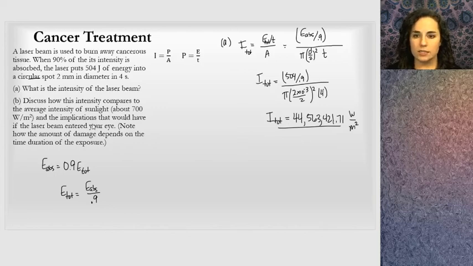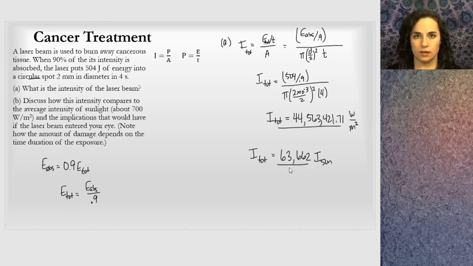So I was interested. It says, discuss how this intensity compares to the average intensity of sunlight, which we saw in the previous example, 700 watts per meter squared. Can you see that? The difference of this radiation used for cancer and just what we get on the surface of the earth from the sun is a lot different. This is super huge. I actually divided this by 700 because I wanted to know how many intensities of the sun this is. So I total is 63,662 times the intensity of the sun.